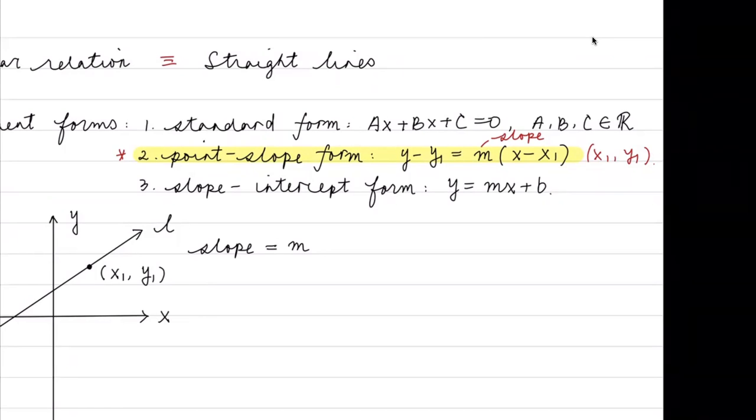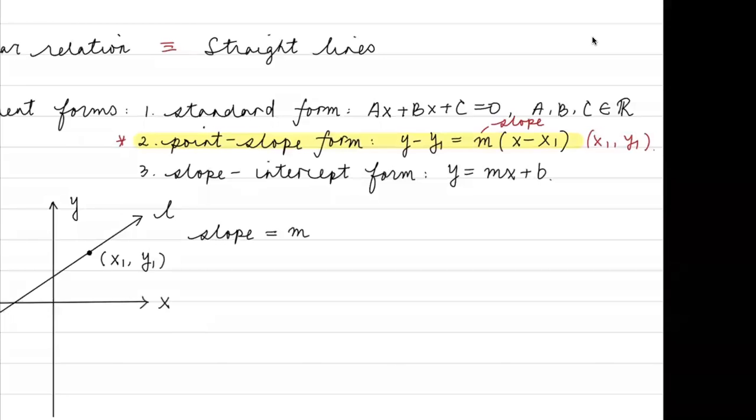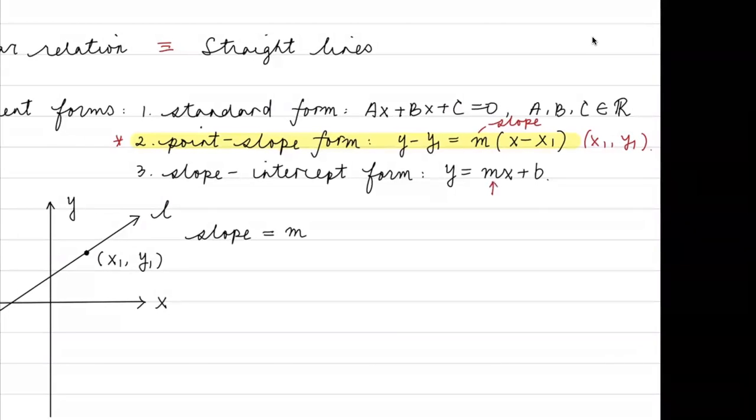And then we have almost the most common way of writing a straight line or a linear relation, which is slope-intercept form: y is equal to mx plus b. Here, m is also the slope of a straight line, and b is called the y-intercept. But this is not part of our class today, so I'm not going to talk too much about it.